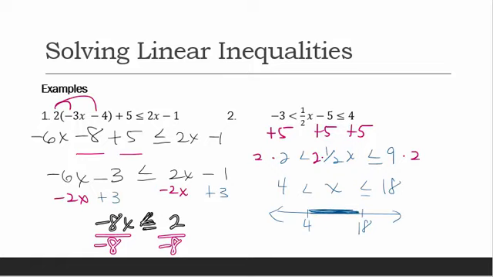So I'm going to shade between the 4 and the 18 on the number line. Don't shade in the 4, but shade in the 18, and then in interval notation, that'll be parentheses 4, comma 18, and then a bracket.